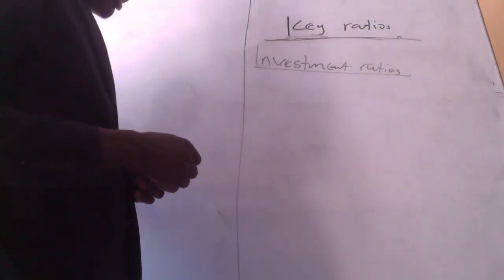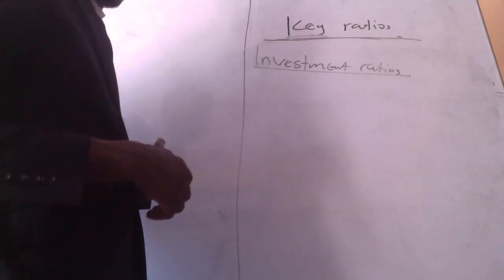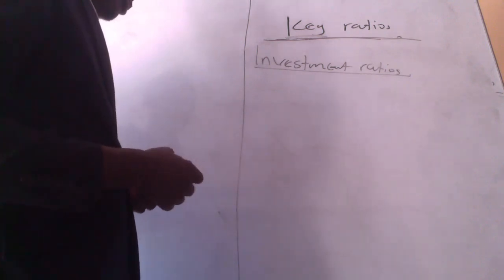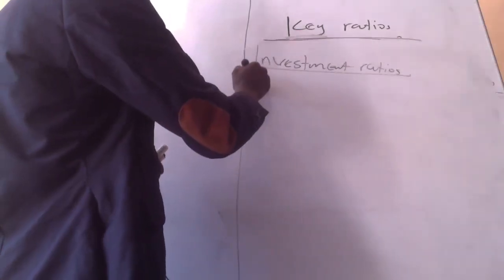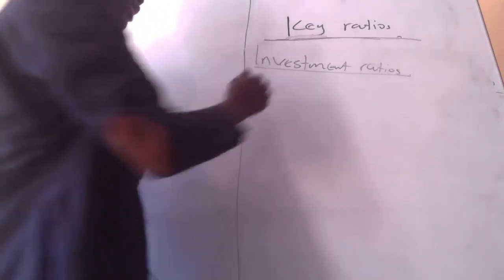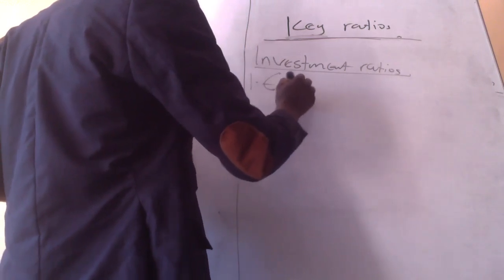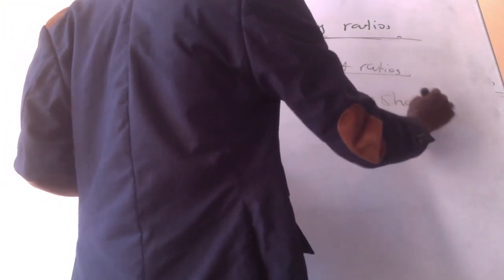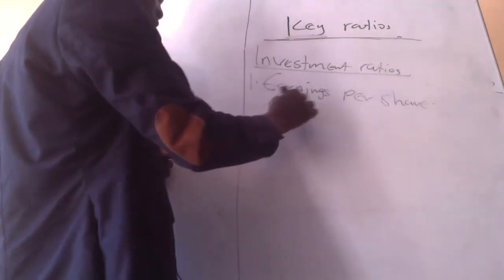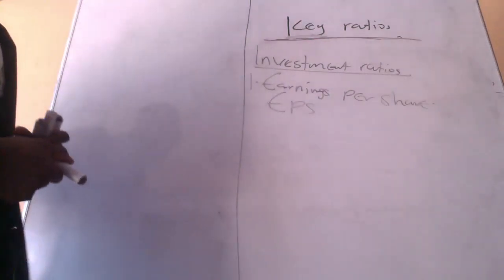Now we are going to talk about, in fact, there are many. So let's talk about one, earnings per share. Earnings per share, quoted as EPS. So take note.